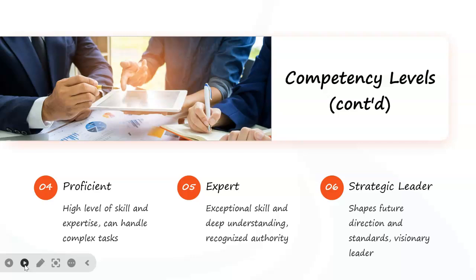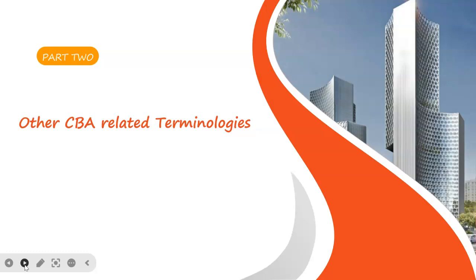Finally, we have strategic leader, and this is a person that can shape the future of an organization, give direction and standards. In other words, we talk of a visionary leader or a transformative leader, and this is at the highest level of competency. So essentially, we have those 6 levels from level 1 all the way to level 6, level 6 being the highest. Now, let's look at the other related terminologies used in CBA.